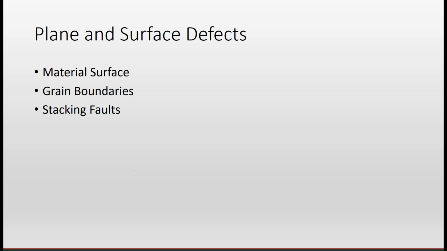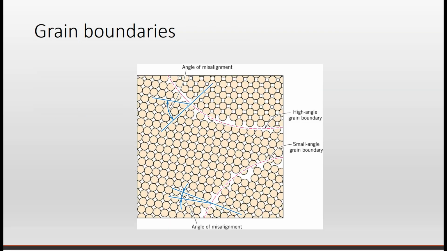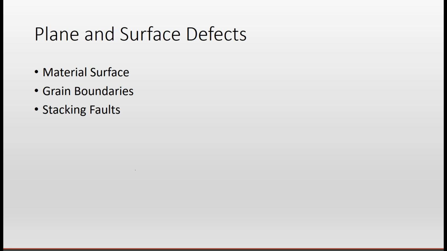Okay, let's get on to our last type of defect, which is the plane and surface defect. These are two-dimensional defects. The material surface is a defect. So with the material surface, notice that we have a reduction in coordination number for the atoms. And so they're going to have higher energy at the surface as a result.